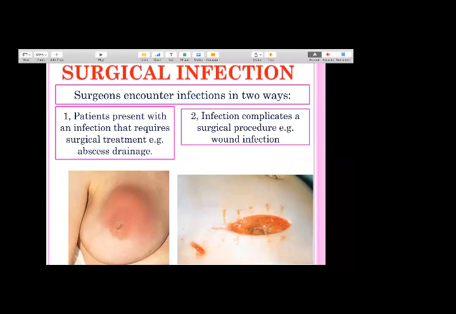Surgical infections. Surgeons usually encounter infections in two ways. Either a patient presents with an infection that requires surgical treatment, for example abscess drainage, as you can see in the picture on your left, or infection complicates a surgical procedure, postoperatively, trauma, wound infection. On the right picture, as shown, it's a complicated wound, meaning it's a complication in the sense that the wound site has now been infected.